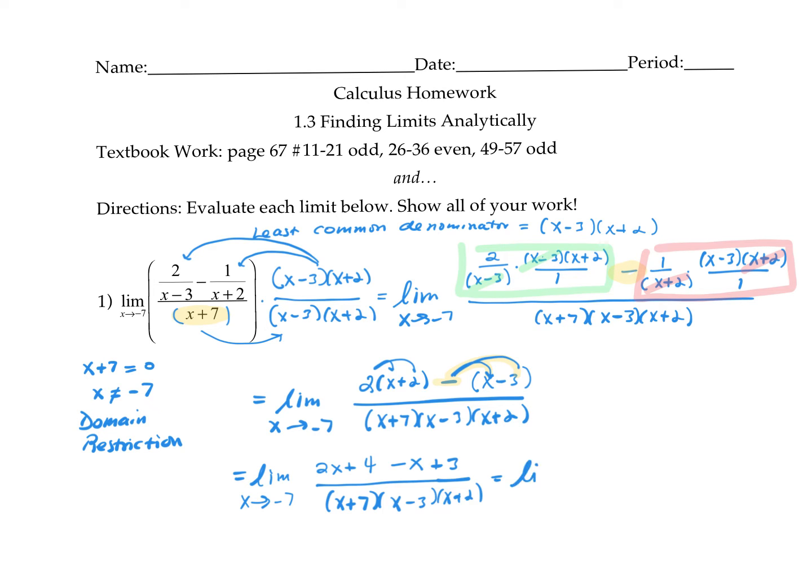Keep that limit notation at least one more time. So limit as x approaches -7. Now combine like terms. 2x minus x is 1x. 4 plus 3 is 7. And notice how we have an x plus 7 in the numerator, and we have x plus 7 in the denominator as well. So those are going to divide, and that is removing the discontinuity. So we're removing the issue.